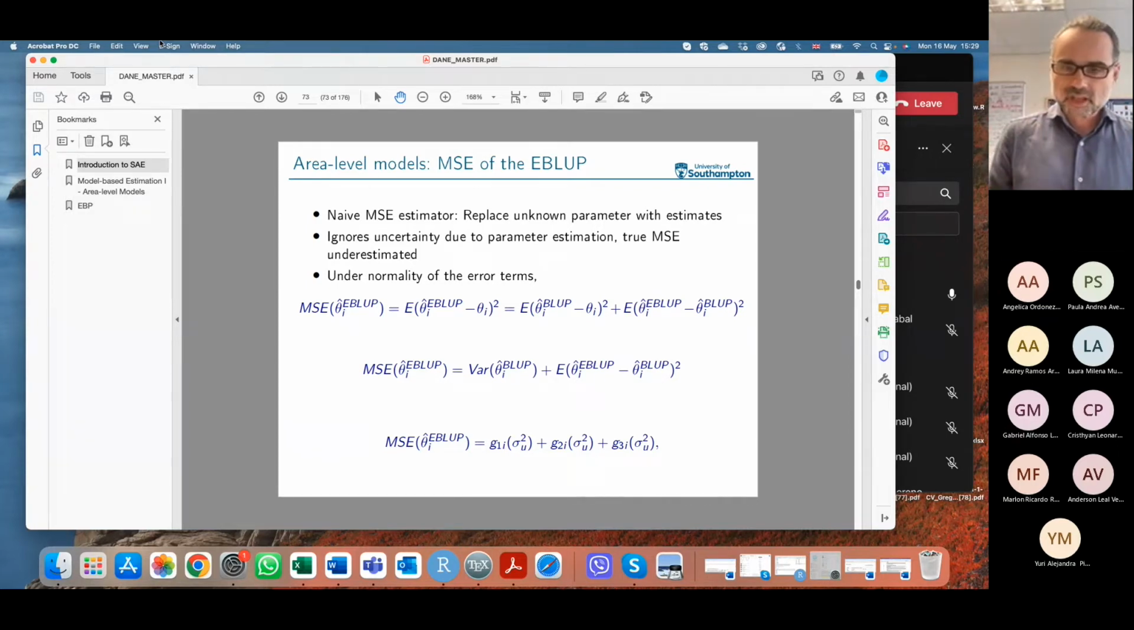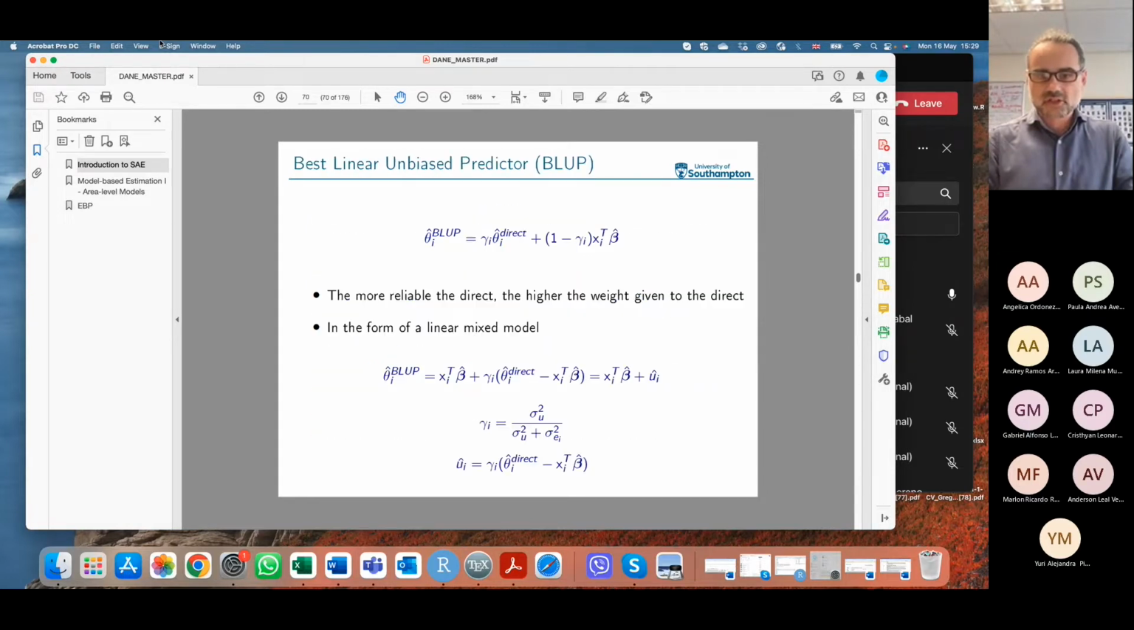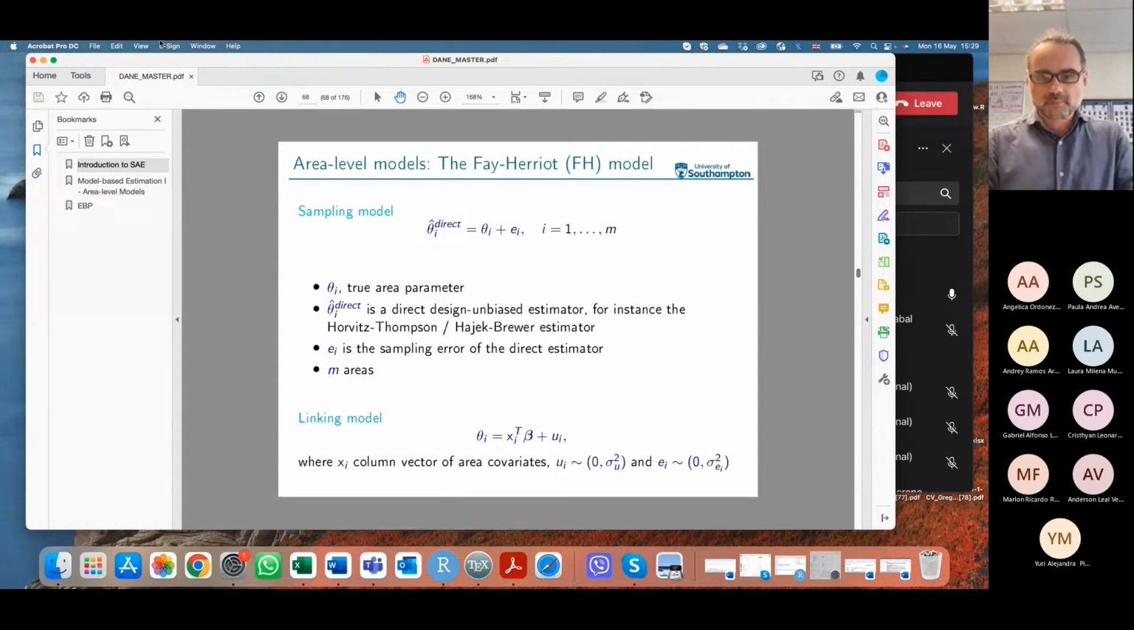In order to do that, I have to make assumptions now about the error terms. The assumption that is going to be introduced here is that the area random effect, that's the u_i. Remember that I had two error terms, u_i and e_i, and for both, I'm going to assume that these are normally distributed. So there is an assumption of normality about these error terms.